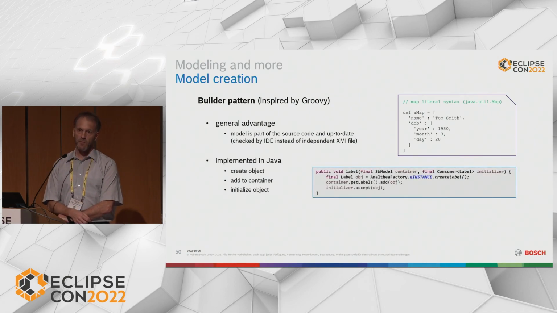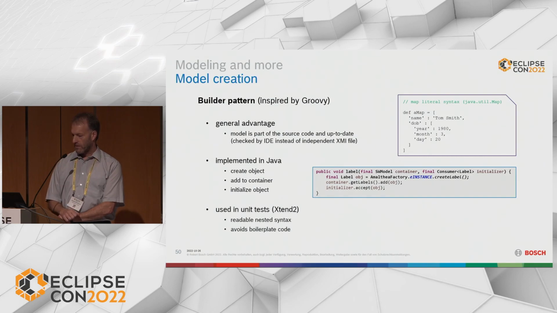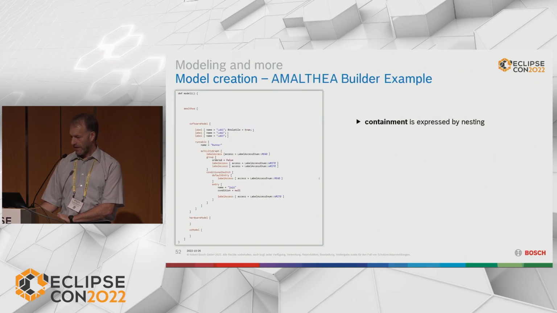It's always the same pattern. You call this with a container and an initializer. So you will create a new object, link it to its container, and then do the initialization. We use that with Xtend because we can avoid some boilerplate code, and it's a really nice nested syntax I will show you here.